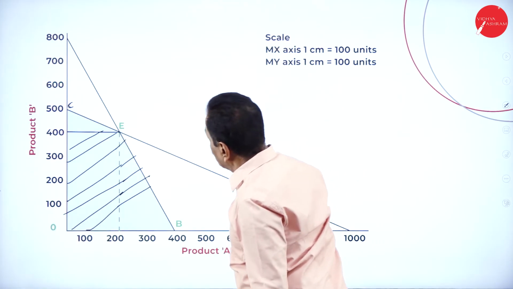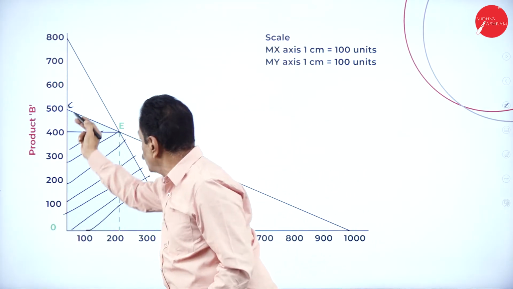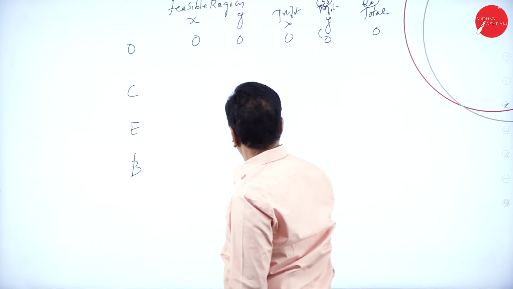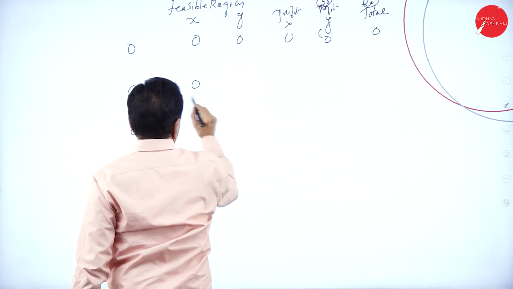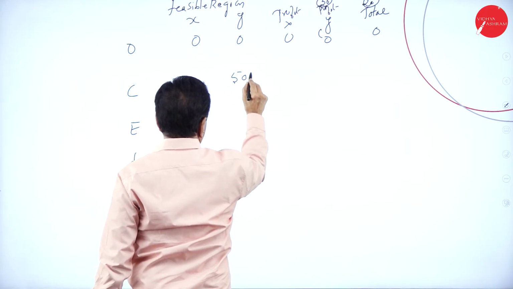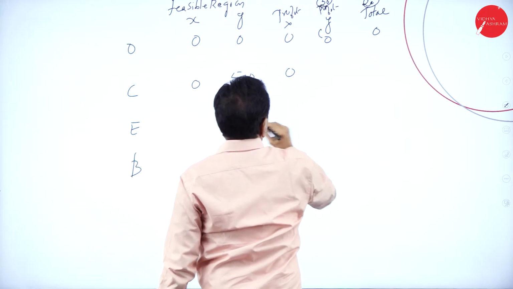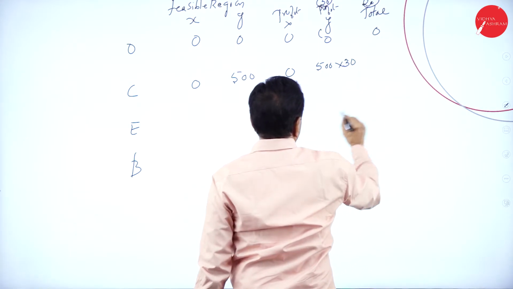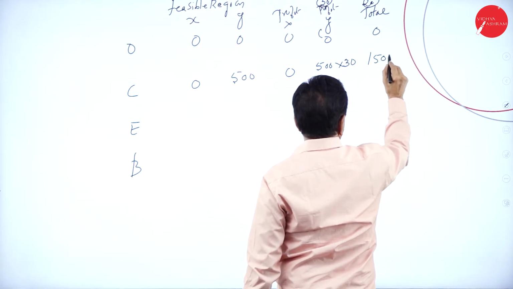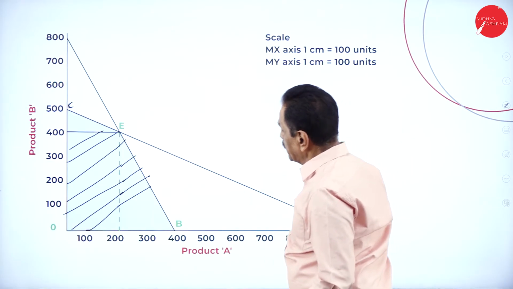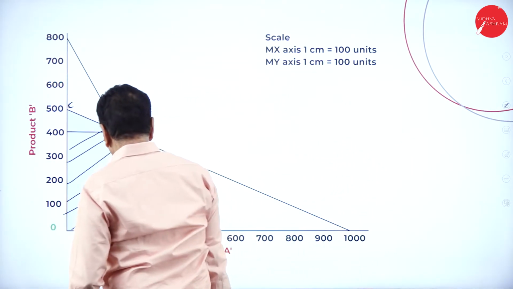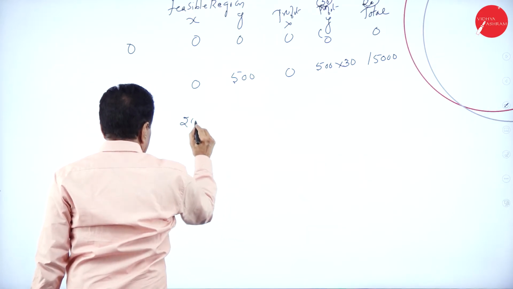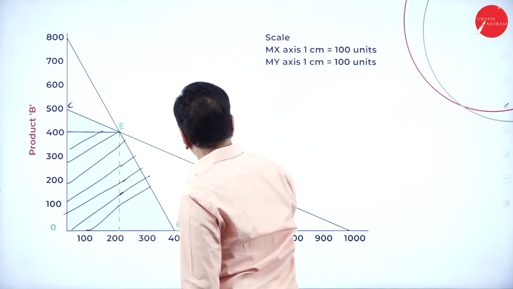Then at the point C here, I took this as point C. So Y is 500, X is 0. X is 0, Y is 500. 0, 500 into 30, 15,000. At the point E, X is 200, Y is 400.